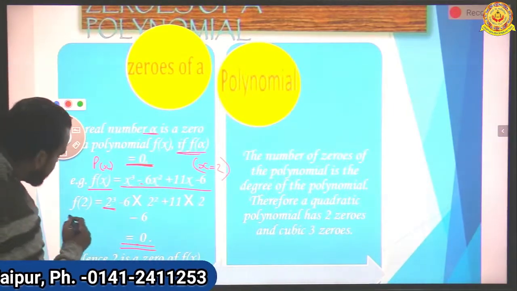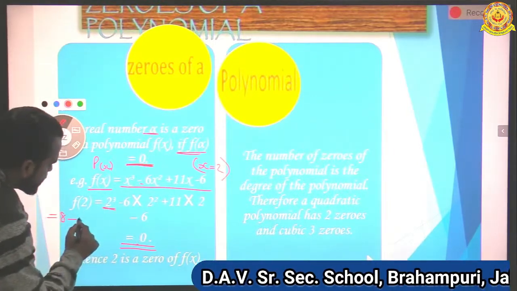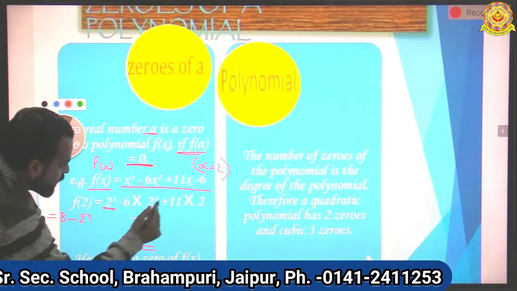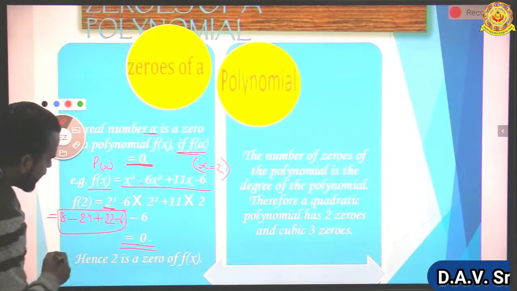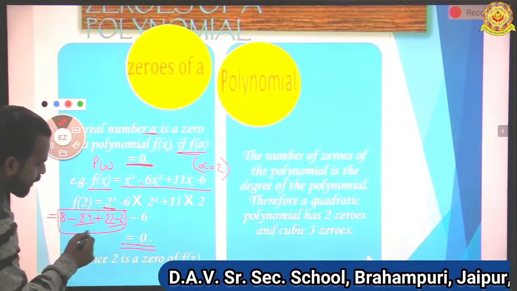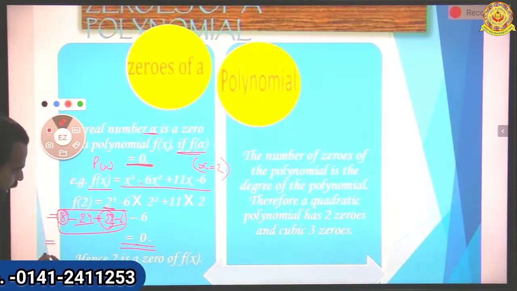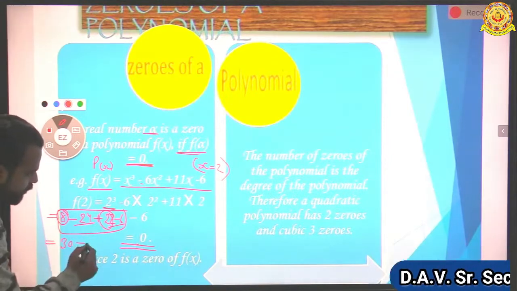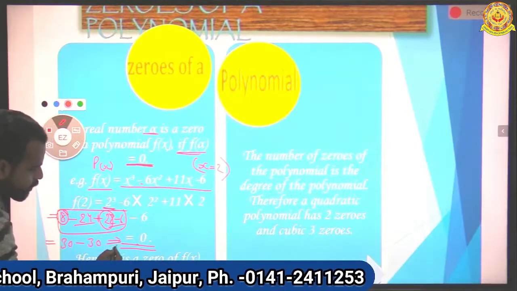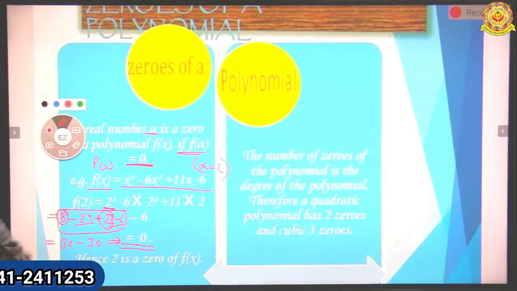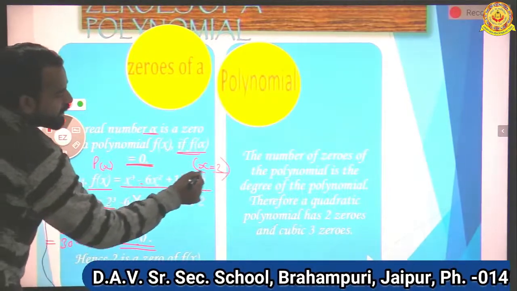Although you can simplify it. Look, 2 cube is 8, minus 24, then plus 22, then minus 6. So in that case, these two are negative values, these two are positive values. So simplified, 8 plus 22 is plus 30, and minus 24 minus 6 will be minus 30. So minus 30 plus 30 will give you 0. Clear? Now we get the answer 0 when we put the x value 2.